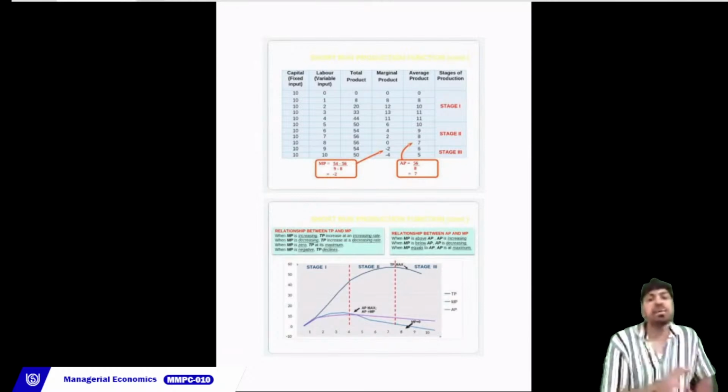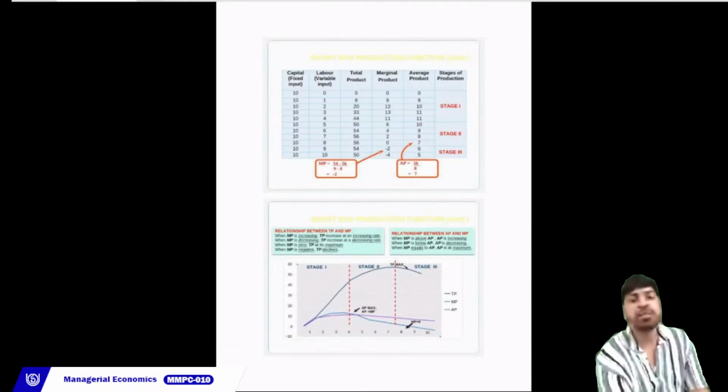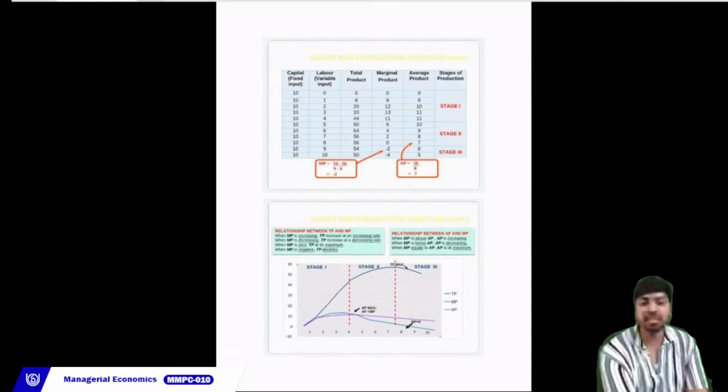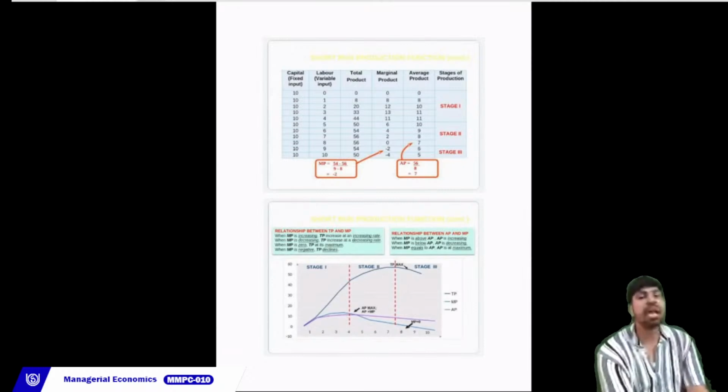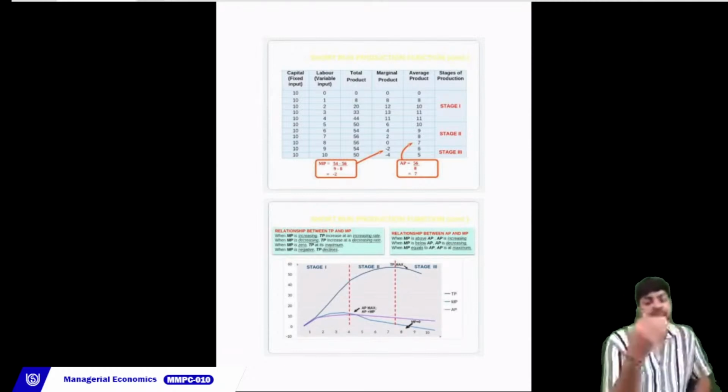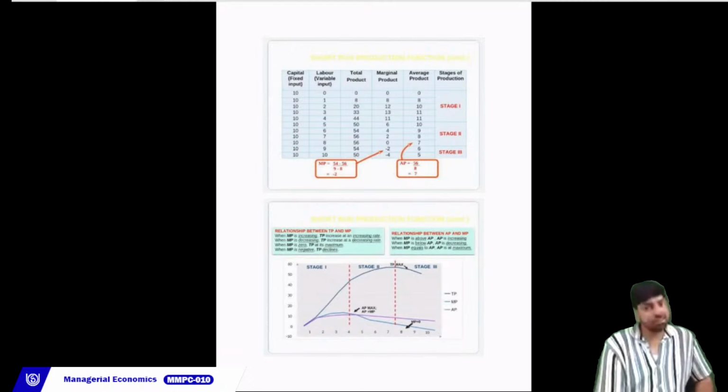So let's talk about the tabular representation. When we talk about tabular representation, capital is a fixed input, always being the short run, and labor is a variable input that changes or increases according to the period of time. So the labor goes from 0 to 10, increasing by a ratio of 1. Total product is given: 0, 8, 20, 33, 30, 44, 50, 54, 56, again 56, 54, 50, 50.